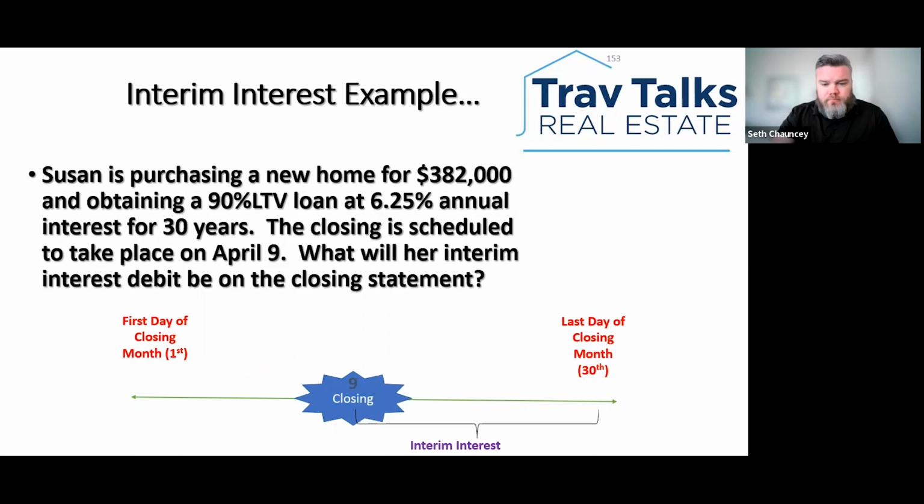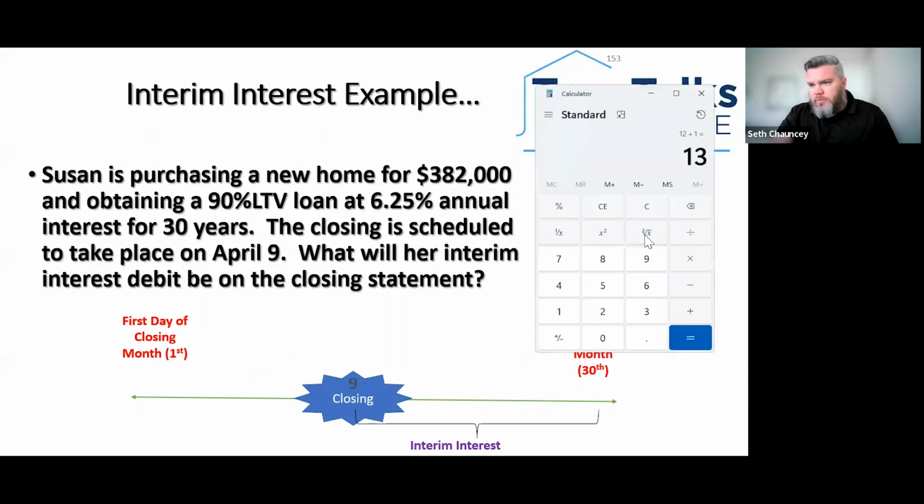So for this one, calculate the days that they're responsible for. It is closing on April 9th. So 30 minus 9 plus 1. 22 days that the buyer is responsible for.